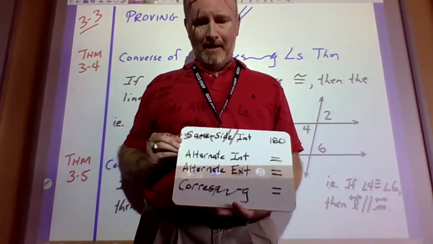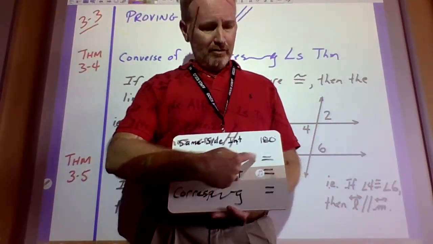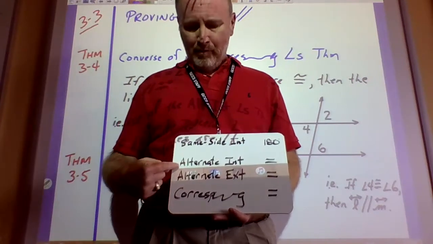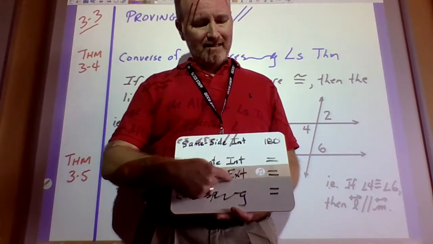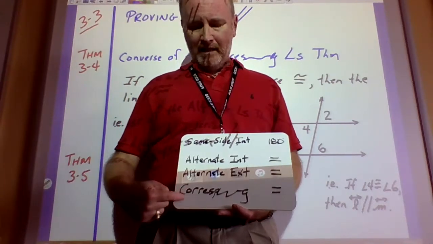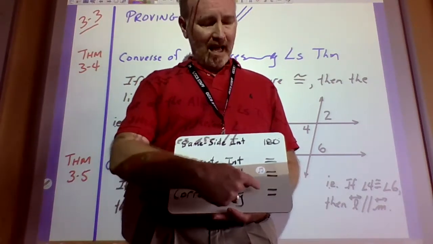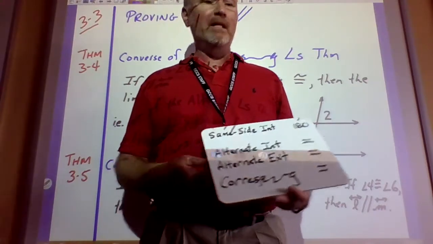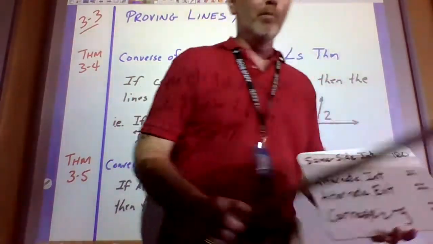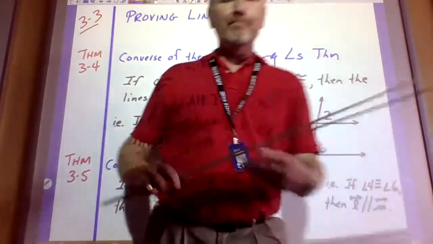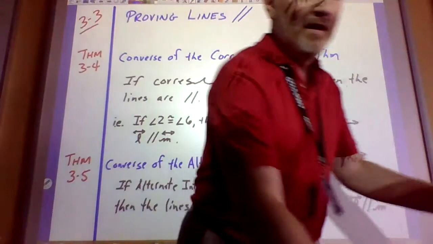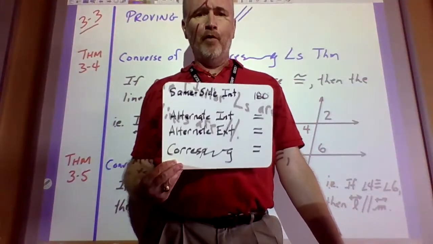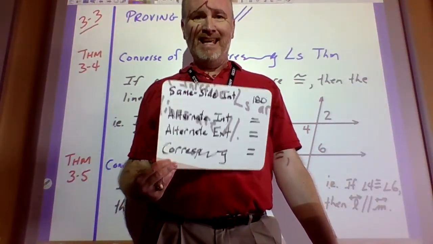We have same side interior angles that add up to 180. We have alternate interior angles that are equal. We have alternate exterior angles that are equal. And last but not least, we have corresponding angles that are equal. So let me just say that one more time so you hear the difference. If the lines are parallel, then we have these four cool relationships.